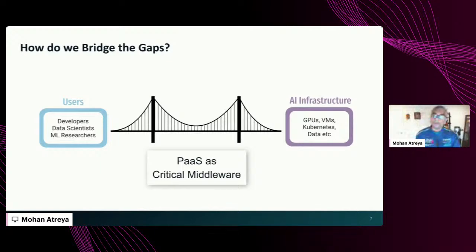So what we believe is needed is a platform as a service, as a critical middleware that acts as that bridge between the users and IT-owned AI infrastructure. The IT-owned AI infrastructure could be GPUs, could be VMs, could be Kubernetes clusters, could be data. Because as users on the left, I just want to fine-tune. I just want to build my model. I want to use my Jupyter notebook. Why do I have to go learn Kubernetes? Why do I have to go learn about containers? Or why do I have to learn about cloud? I mean, is it really needed? Let me do my job, right?